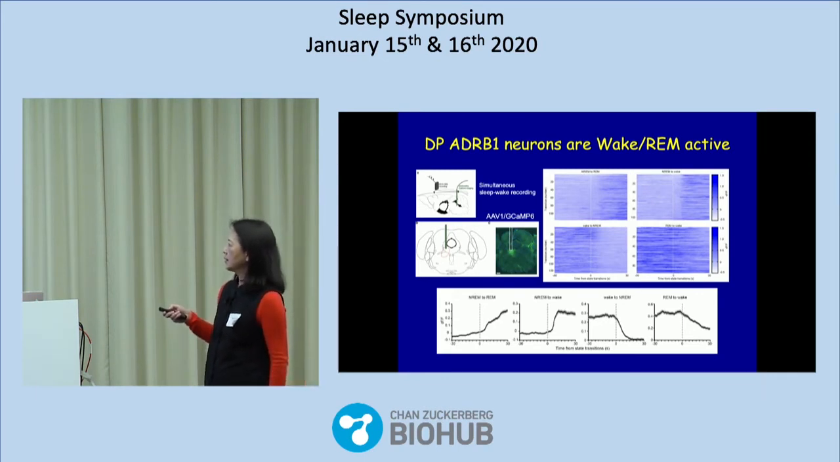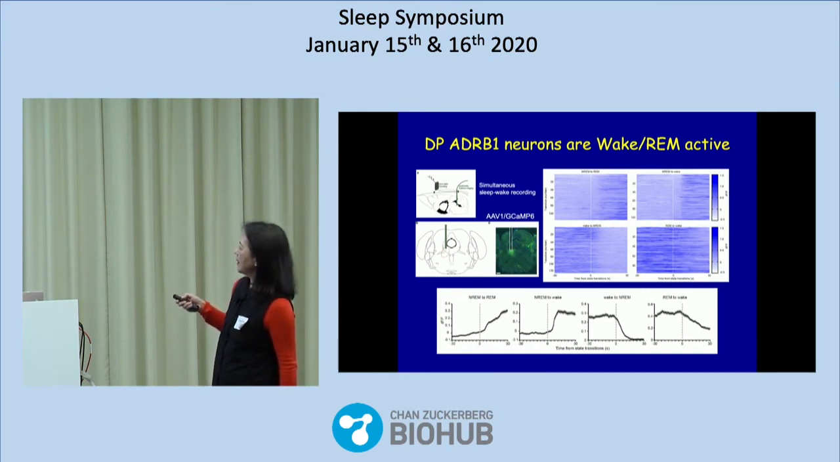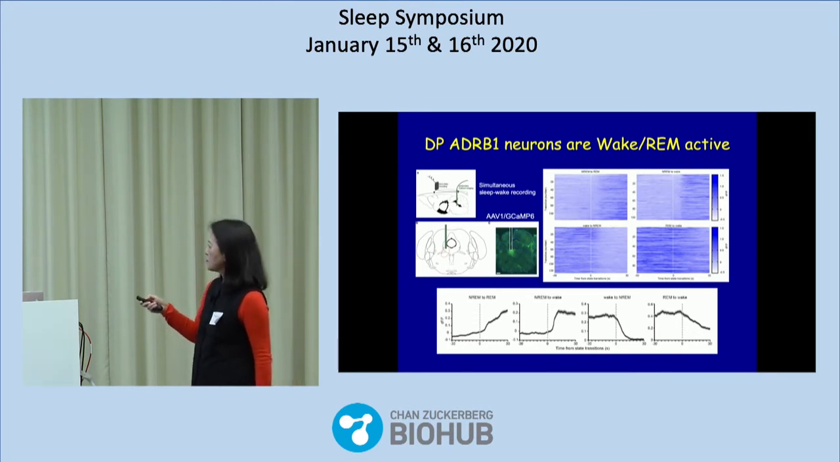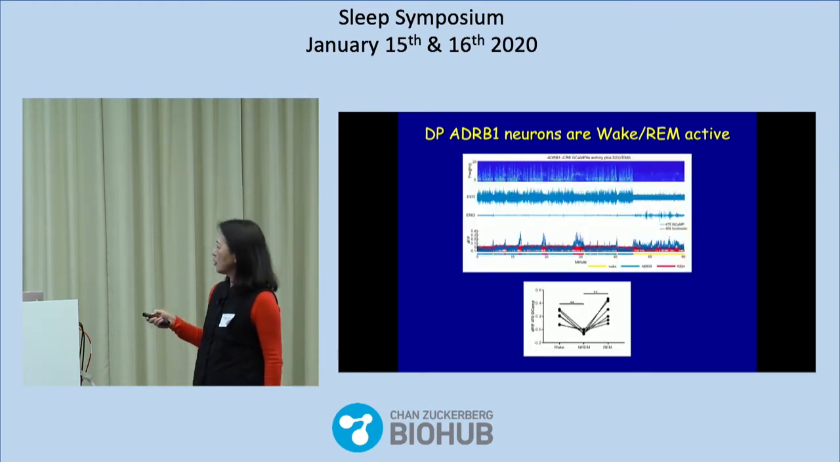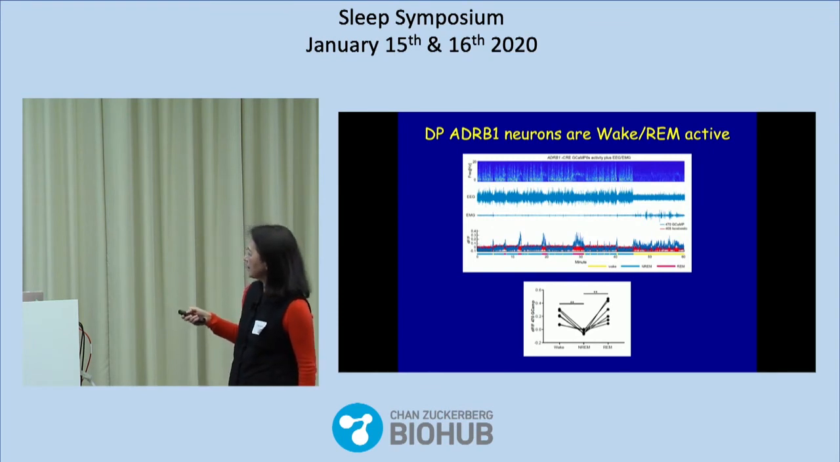Now, if we zoom in on the sleep-wake state transition here, you see that the neuronal activity is lower in non-REM and higher in REM, and lower in non-REM again, and higher in wake. This is the state transition for one mouse. Now if we zoom out to look at a longer recording for one mouse, here yellow is wake, red is REM, and blue is non-REM. You can see all this calcium activity coincides very nicely with wake and REM sleep. The ADRB1 neuron is very quiet during non-REM.